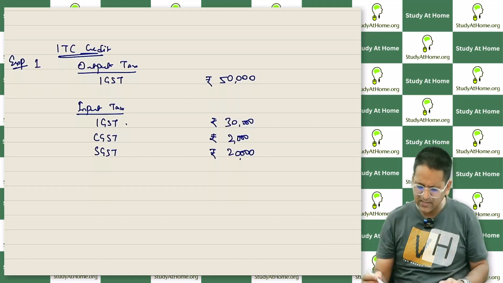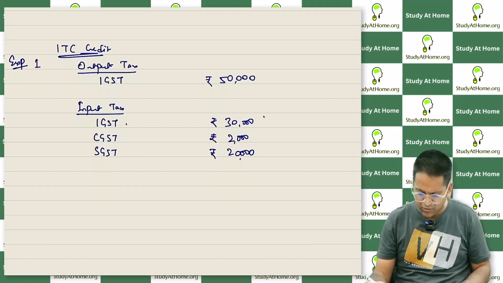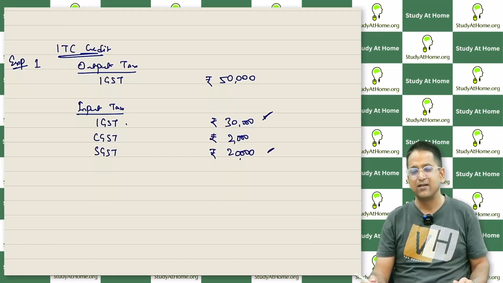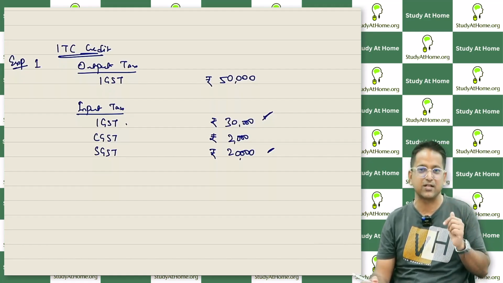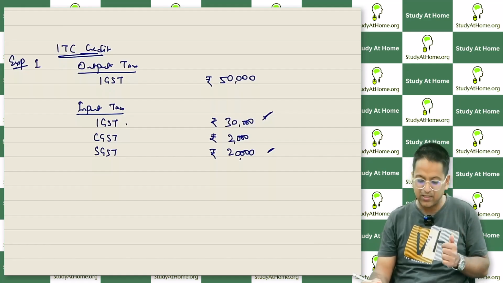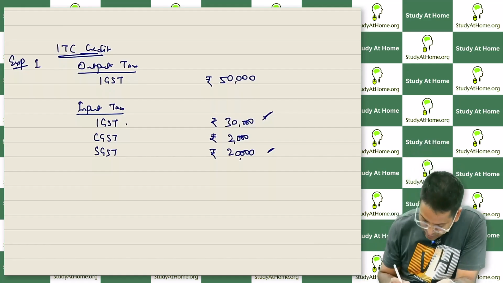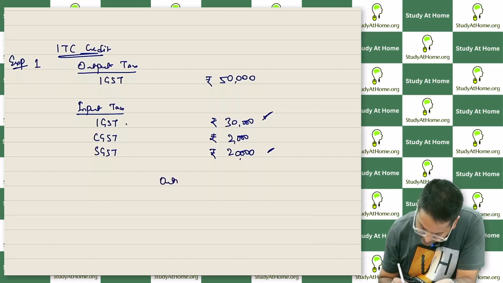Otherwise, I had IGST of 30,000 rupees. If all the three are deducted, then 30,000 deducted here, and deducting this 20,000, we would have exhausted this 50,000. But if you do that, it will be wrong, because after IGST, you will have to adjust CGST only, and then you have to adjust SGST. Right. So let's see how we make this chart. We write the output tax here.